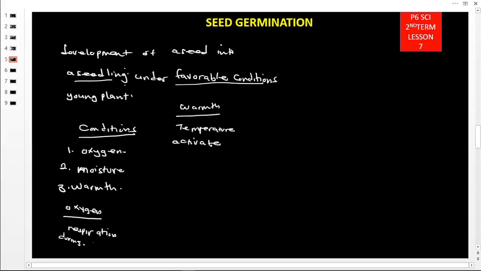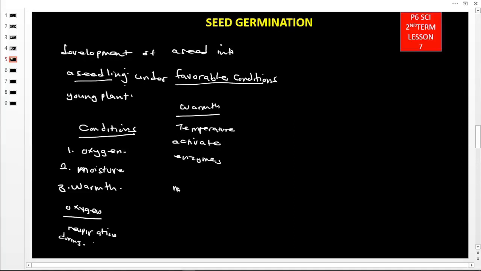So optimum temperature, that is warmth, is needed in order to activate their enzymes, to make them active in order to break down the food during the process of respiration, which was stored in the cotyledon, to provide the organs, the embryo, with energy to establish new organs. So the optimum temperature or the warmth is needed to activate the enzymes during the process of germination. So these enzymes were discussed fully in primary 5.